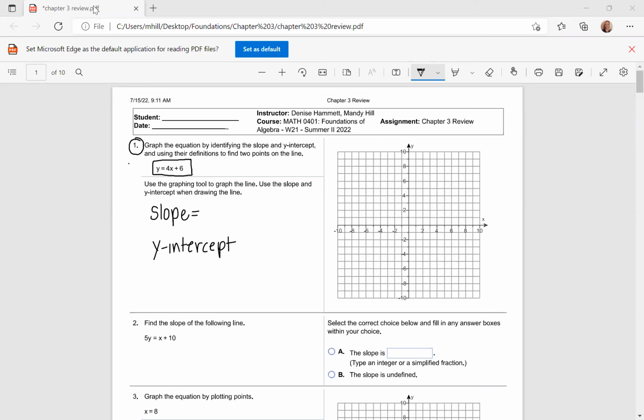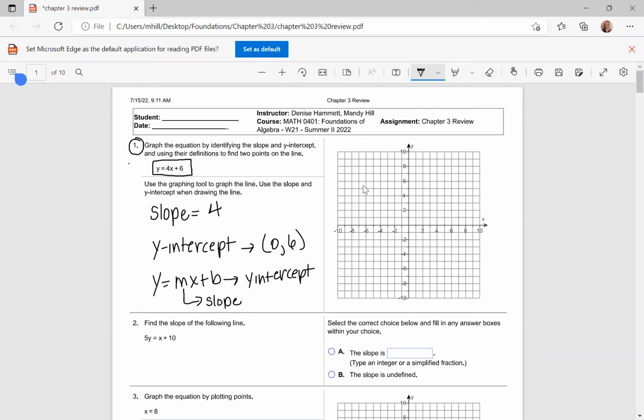Okay, so when you have a problem like this, you need to know that y equals mx plus b is the formula in slope-intercept form. M, which is the number in front of x, is your slope, and b is your y-intercept. So in this problem, the number in front of x is 4. When you write down your y-intercept, it's always 0, comma, whatever is in that b place. And it's a positive 6.